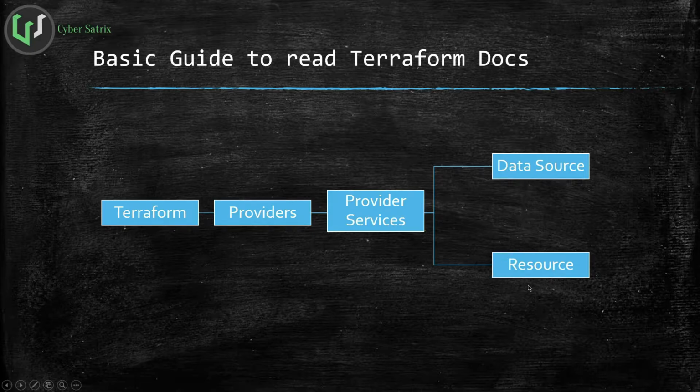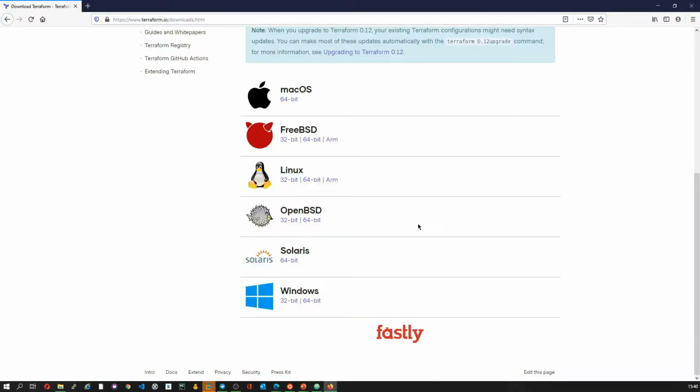The resources are services provided by AWS on which we're going to take action. For example, we're going to spin up an instance. So an instance is a resource. We're going to add multiple services to that instance. Okay, so let us go quickly to the website and understand how it looks.